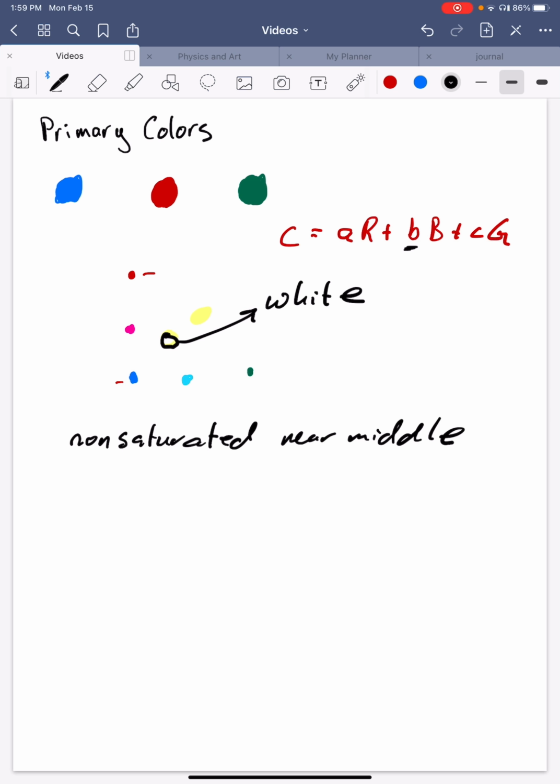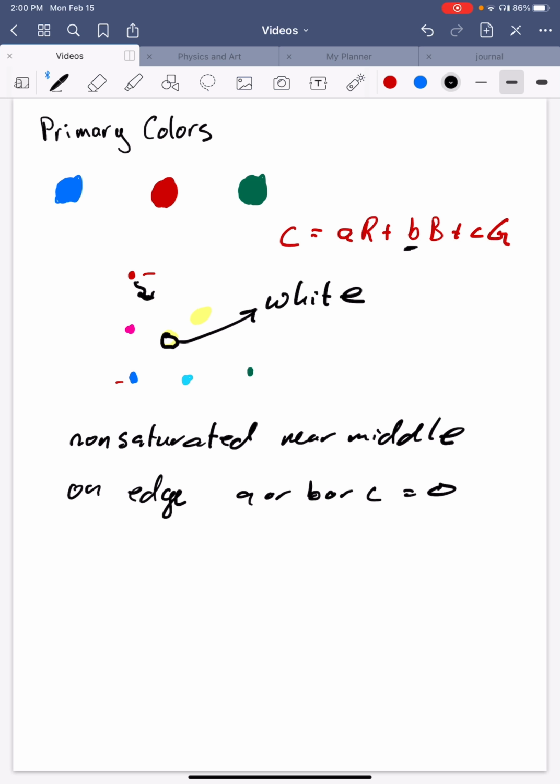And I have the saturated or pure colors on the edges. So if I'm on the edge here, one of these A, B, or C, that means A or B or C is equal to 0. And in that case, I have no extra white, which means that I have a saturated color. So this would be saturated red. And as I move in this direction, I would have less and less saturated red.